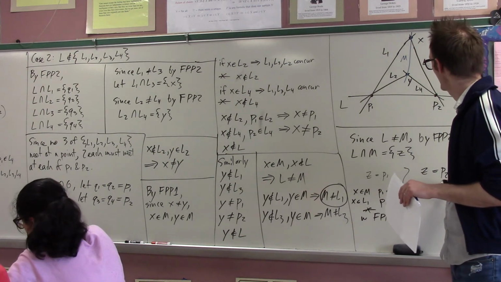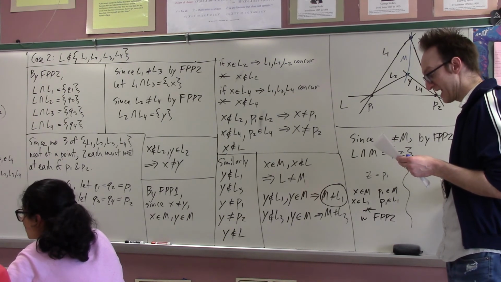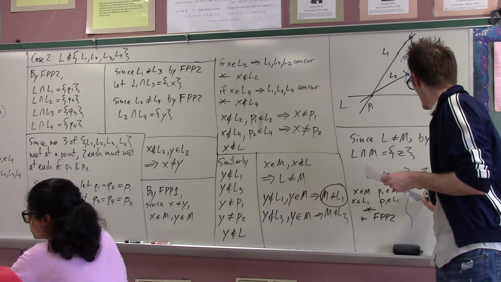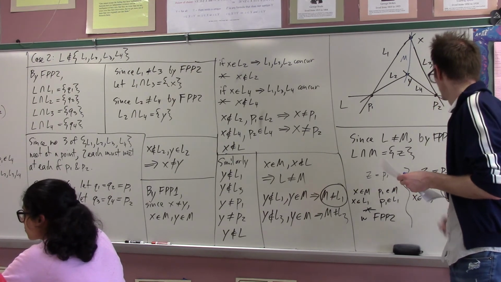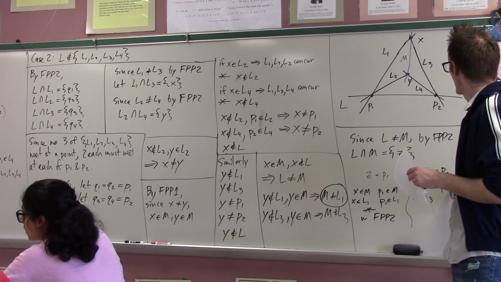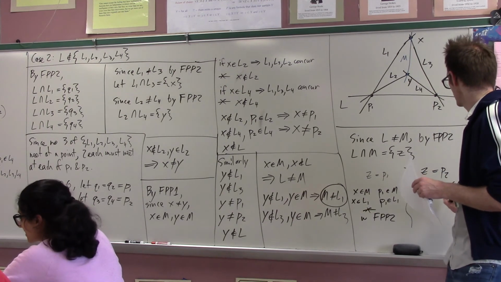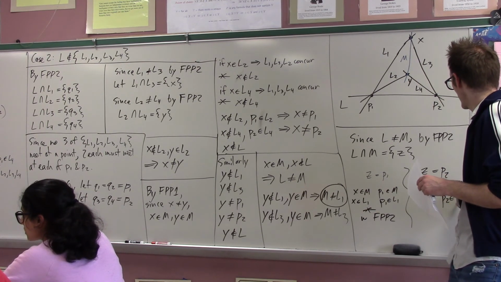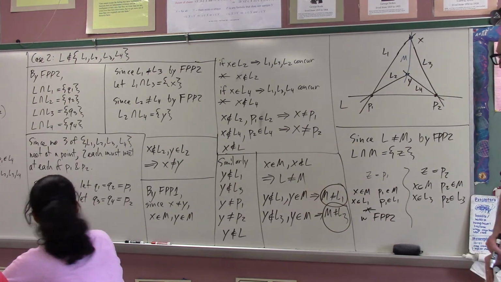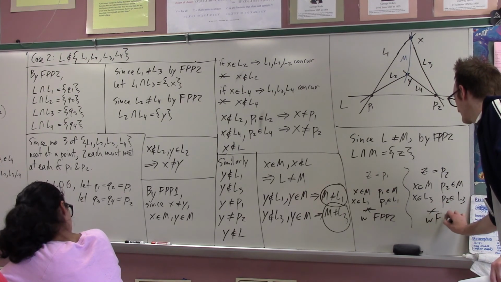And if instead M intersects L at P2, well now I have X on M, but X is also on L3, and I have P2 on M, because I'm temporarily assuming that M meets L at P2, and P2 is on L3. But now I have two distinct lines, M and L3, meeting at two distinct points. That is also a contradiction with FPP2.